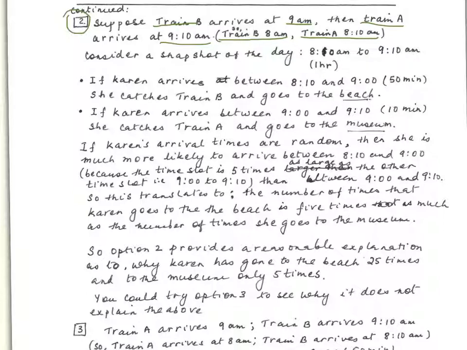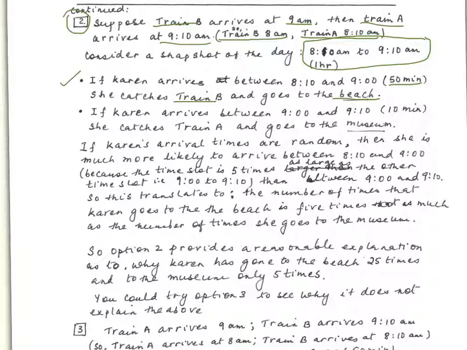So let's consider 1 hour in that time frame. Let's consider 8:10 a.m. to 9:10 a.m. It's a 1 hour time slot. Now suppose Karen arrives between 8:10 and 9. That is a 50-minute time slot. If she arrives between 8:10 and 9, the first train that is going to come by is train B, and that takes her to the beach.